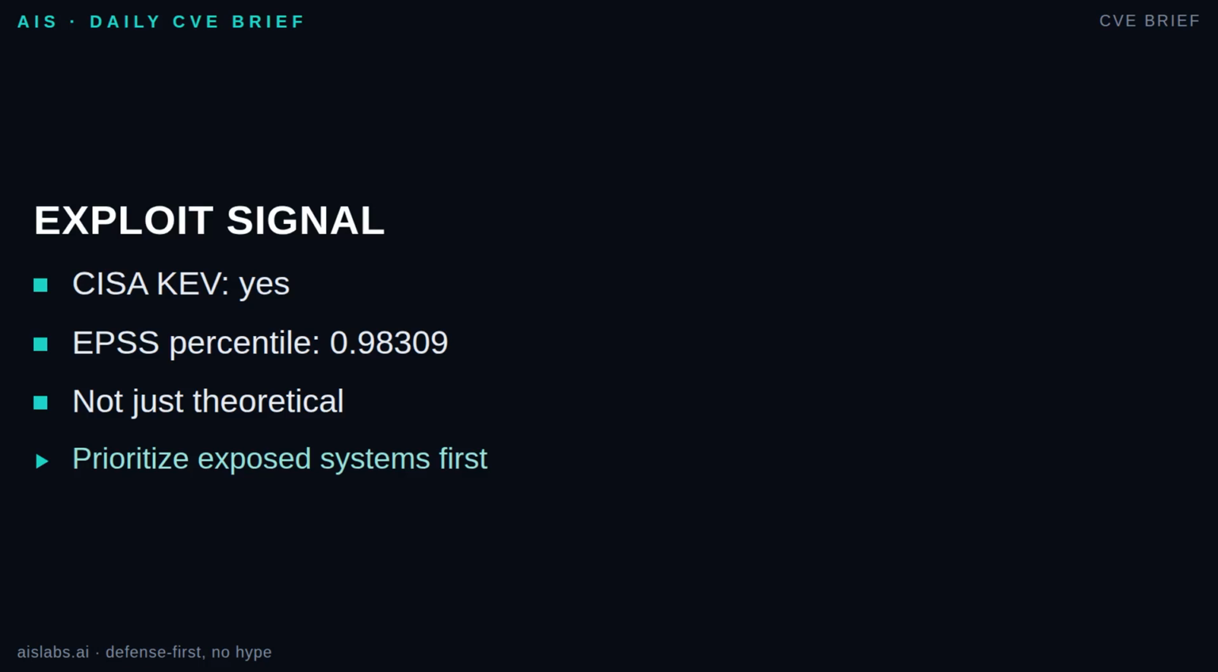EPSS is not a guarantee that your specific system is under attack, and it is not a replacement for asset context. But combined with KEV status and a 9.8 critical score, it changes the operational posture. This should move from normal patch planning into emergency triage, especially for internet-facing management surfaces, appliances in sensitive network zones, or systems that process untrusted samples and artifacts.